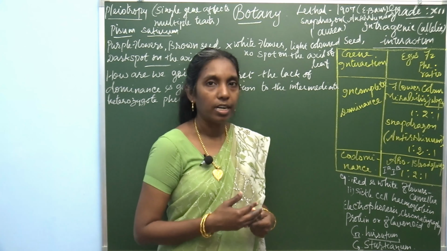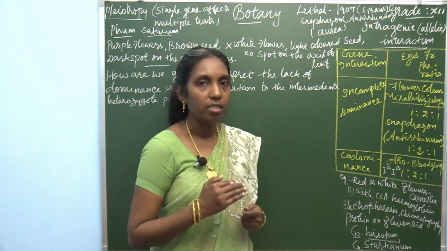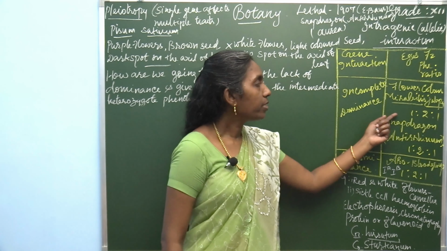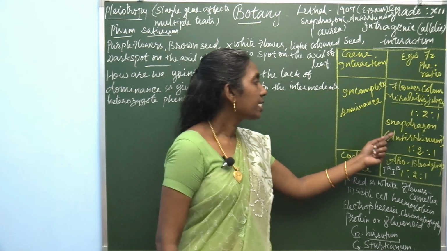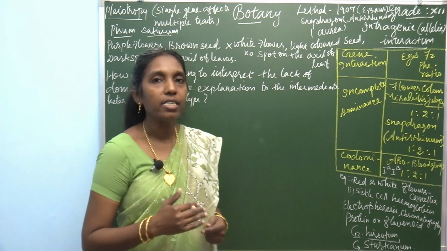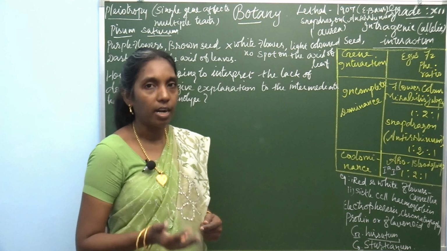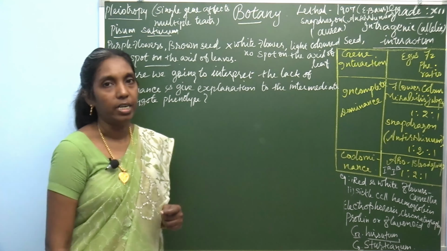The example of incomplete dominance is the color of the flower in Mirabilis jalapa, which produces a 1:2:1 ratio. Another example is snapdragon. Snapdragon is called Antirrhinum, which also produces 1:2:1. Another type of interaction is codominance. The example is the ABO blood group. Before learning other examples, let's see the molecular explanation of this incomplete dominance.